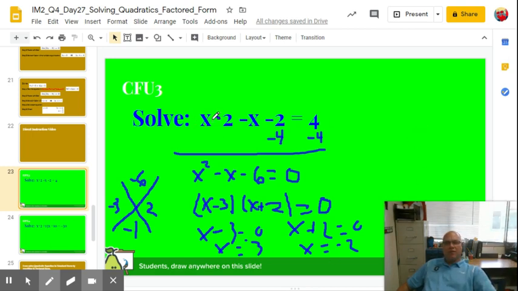Negative 2 squared is positive 4. 4 minus negative 2, wasn't that 4 plus 2? 4 plus 2 is 6. 6 minus 2 is 4. 4 equals 4? Check. We got it right.